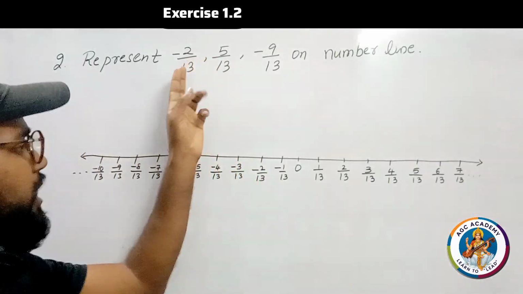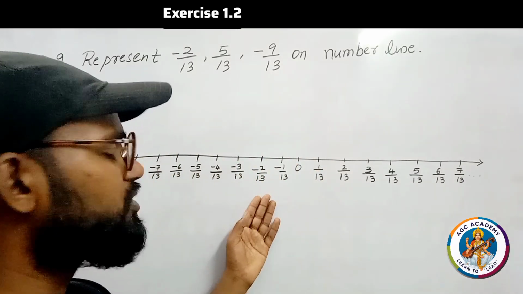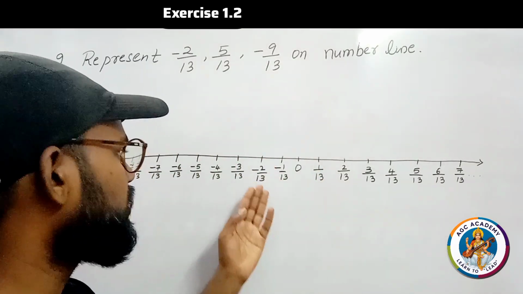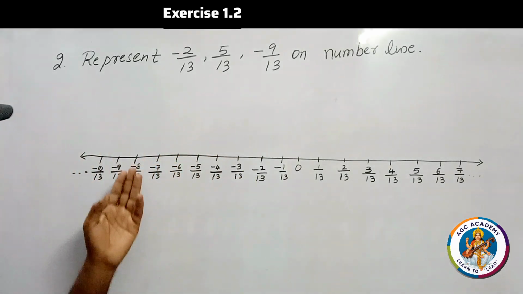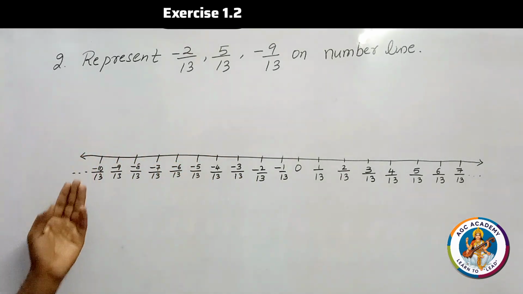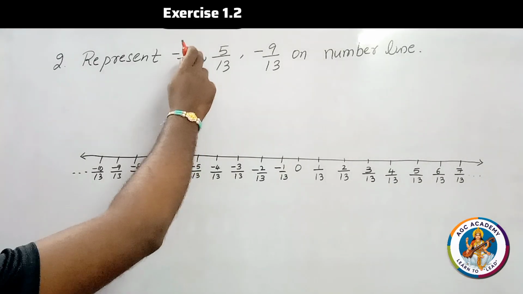Right. Next, if I move towards my left hand side, the negative numbers will generate. Minus 1 by 13, minus 2 by 13, minus 3 by 13, minus 4 by 13, minus 5 by 13, minus 6 by 13, minus 7 by 13, minus 8 by 13, minus 9 by 13, minus 10 by 13, and so on. Right. First, what is my rational number?